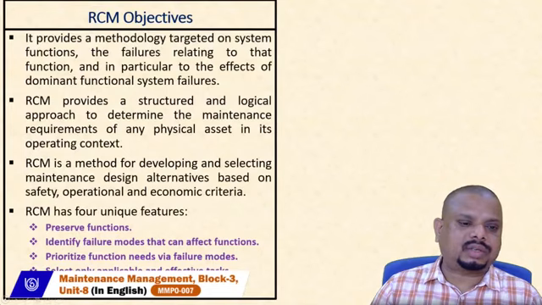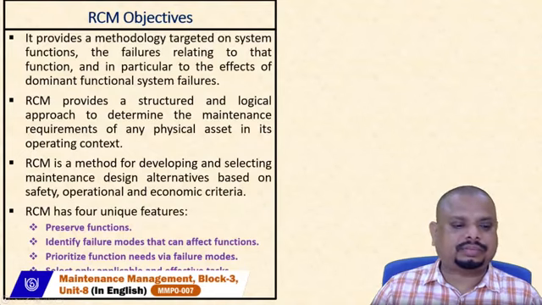The first one is preserve functions, and the second one is identifying failure modes that can affect the function of machines. The third one is prioritizing function needs versus failure modes.